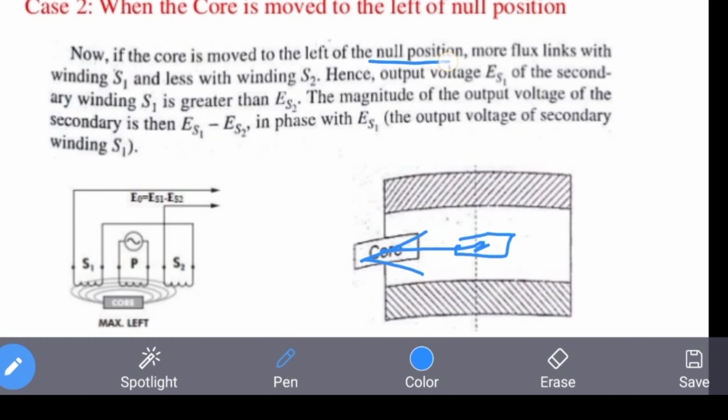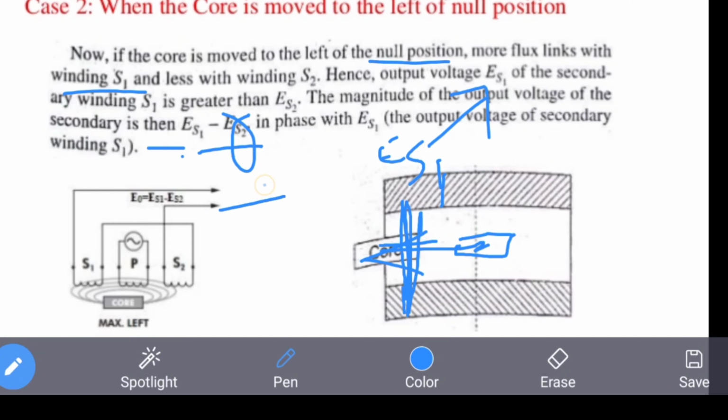If the core is moved to the left of the null position, more flux links with the winding 1. Because the core is moved here, in secondary winding ES1, more induced EMF will be there, because more magnetic flux links with the secondary winding. The magnitude of output voltage of the secondary winding, ES1 minus ES2, will be more. The ES1 will be more, ES2 will be less. Therefore, more voltage will be generated.